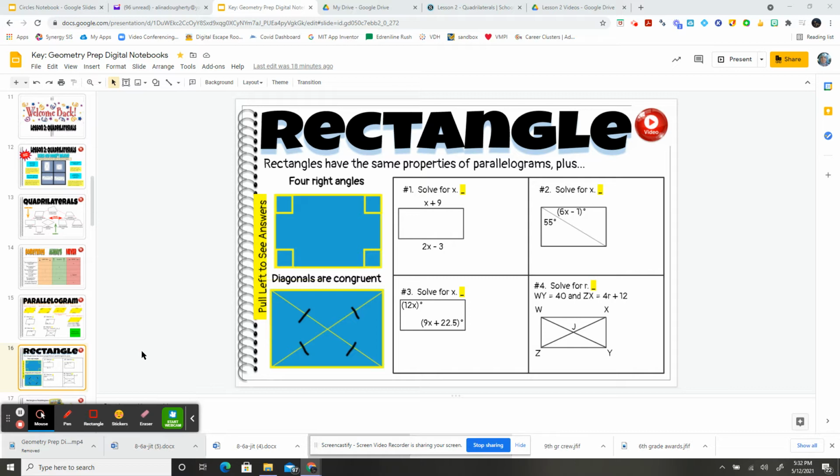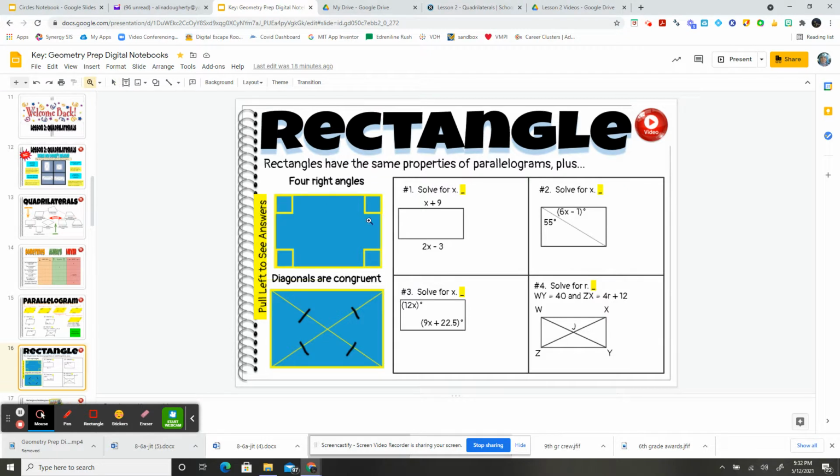Hi guys, on to page 16, rectangles. Now, please know that you don't have to do every single one of these problems. I encourage you to, but if you do every single one of these problems on every single page, it's probably going to take you longer than 90 minutes. So pick and choose what you need to do and what you already know how to do. So we're going to talk about rectangles.